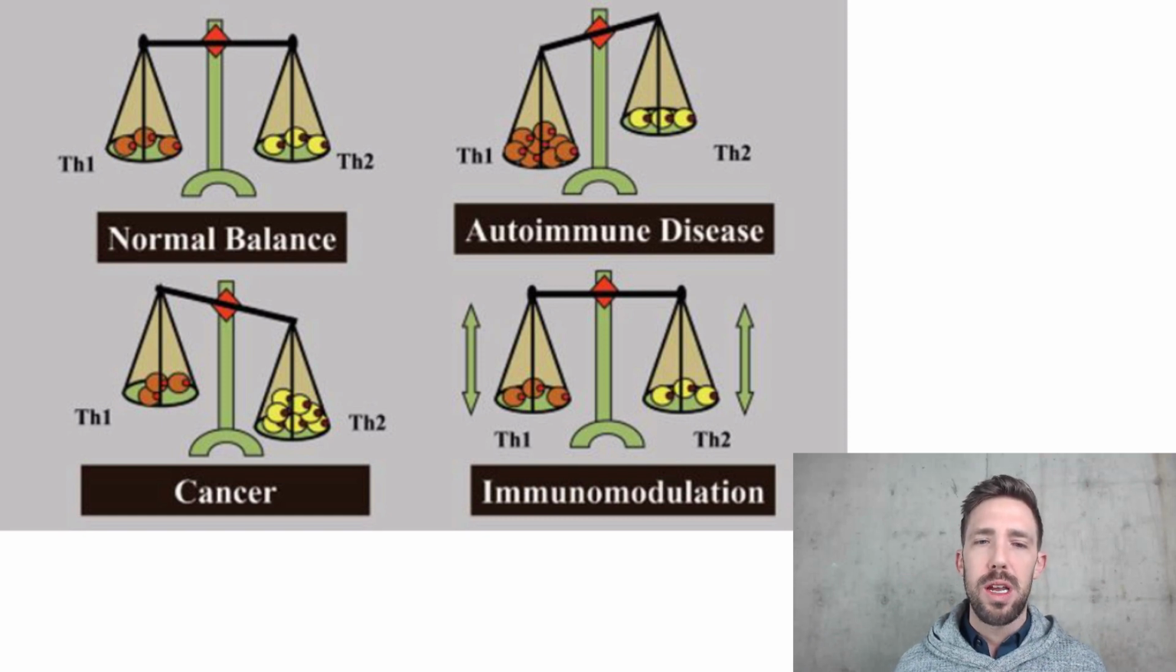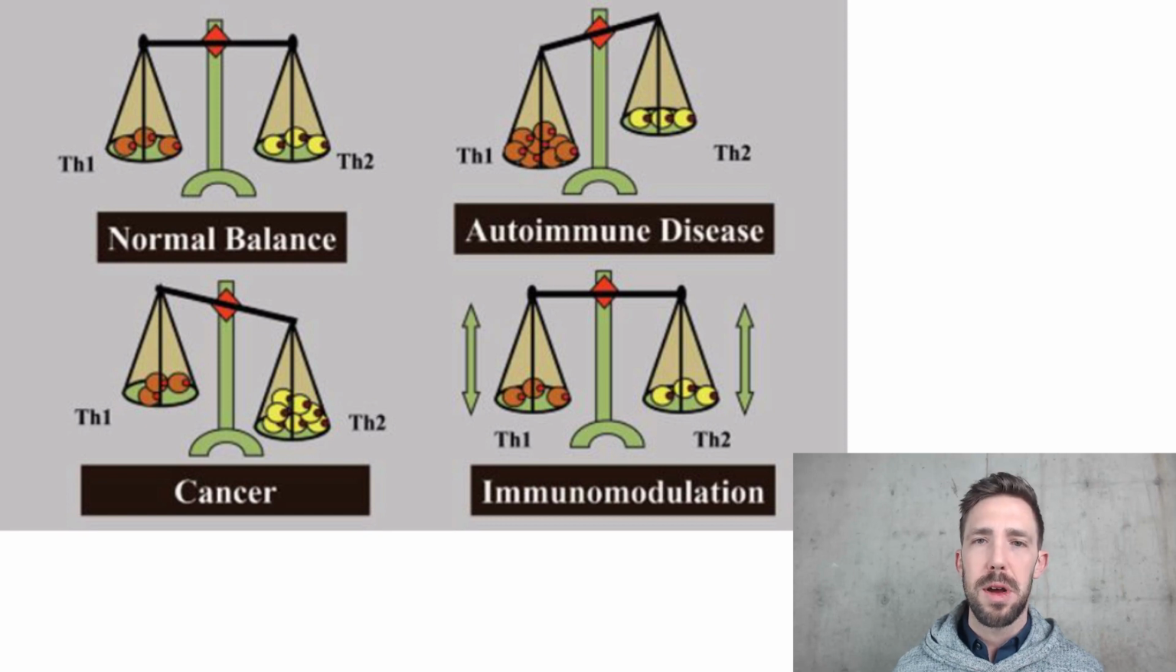So here's a picture just showing, there's the balance, Th1, Th2. In cancer, it tends to be more of a Th2 tip. In autoimmune disease, tends to be more of a Th1 tip. But like I said, that's a gross generalization. There's all kinds of nuances to this Th1, Th2 T cell polarization story. And with immunomodulation, you could raise both Th1 and Th2, or you could lower both Th1 and Th2. So that's the balance, and that's what the regulatory T cells are trying to work on.